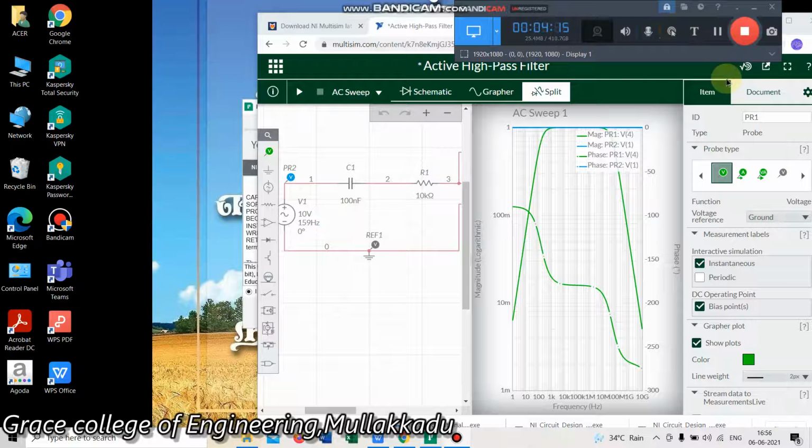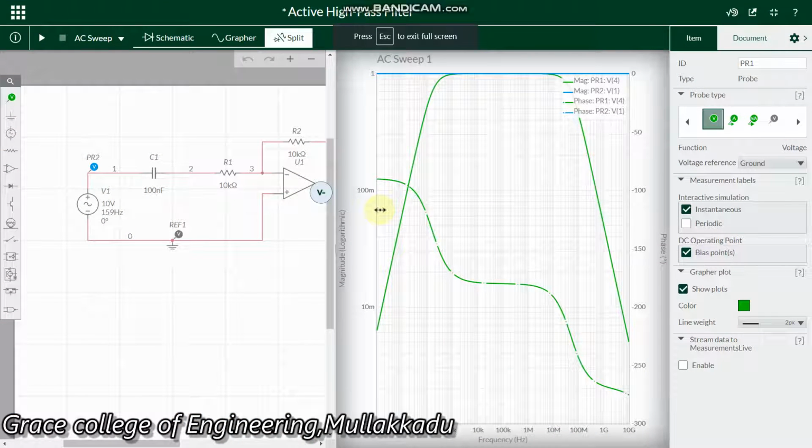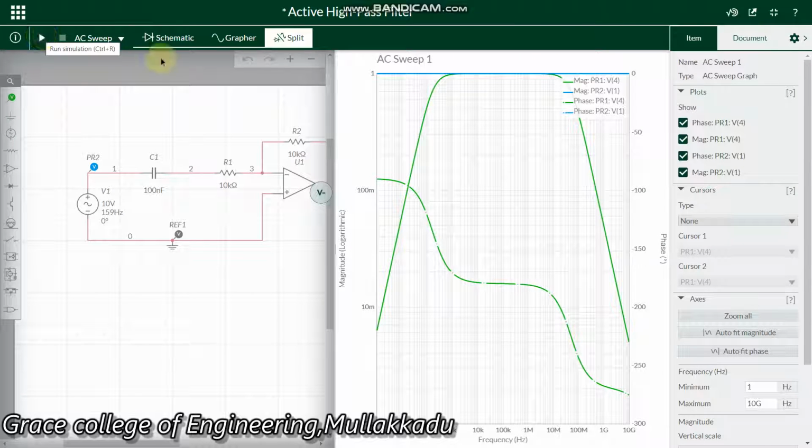Okay, now we can draw this in the dB scale also. This is the diagram for the active high pass filter and this is the simulation. So, we can see the real-time simulation output. This is the magnitude curve and this is the phasor curve. Similarly, we can see the output for active high pass filter.